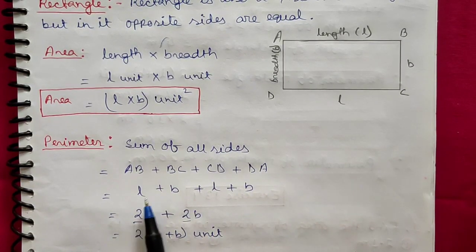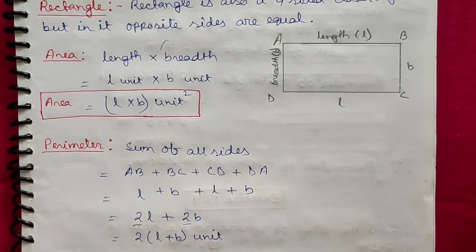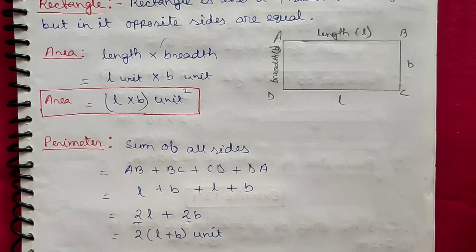L plus L is how much? 2L. B plus B is 2B. Now look, as there is 2 common in both 2L and 2B, we take 2 common and write L plus B unit. So the perimeter of a rectangle is equal to 2 into length plus breadth unit. I think the area of a rectangle and the perimeter of a rectangle is also clear.